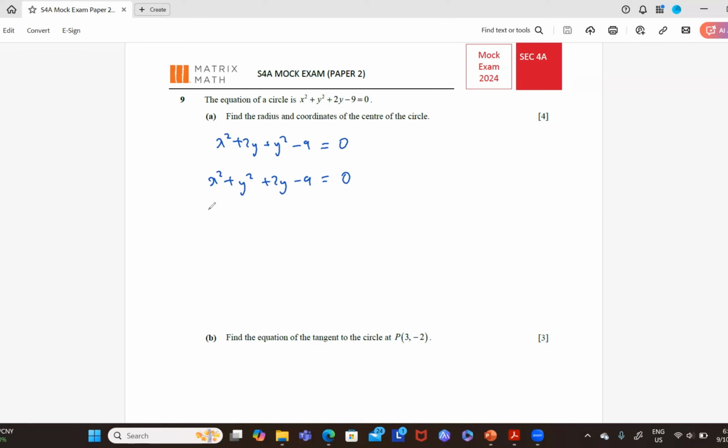Okay, so from here, this can remain as x squared. You want to complete the square for this one. So write down y squared plus 2ab plus b squared, minus it off, then put the minus 9. So this part you can factorize out. So it's x squared plus (y plus 1) squared minus 10 equals to 0.